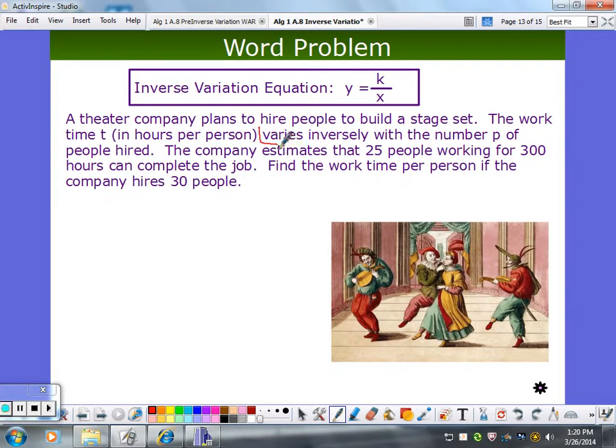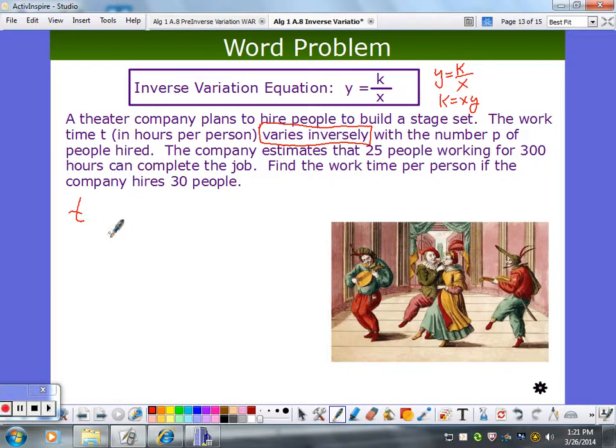Now I have to say, when I do these, I spot right in on some of these words. I look for that. Is it inverse? Is it direct? Inverse. So then I write out, what do I know about inverse? Y equals k over x and k equals xy. Just to kind of have it there for my reference if I need it. Now what is varying inversely? The work time, T, varies inversely.